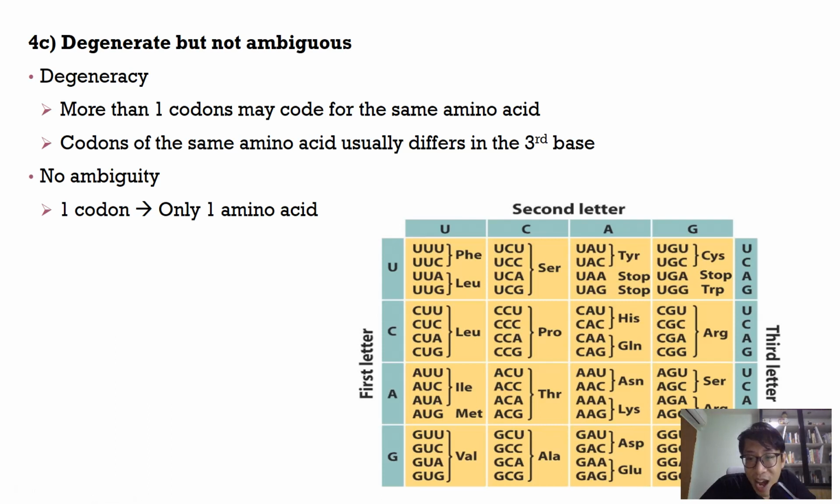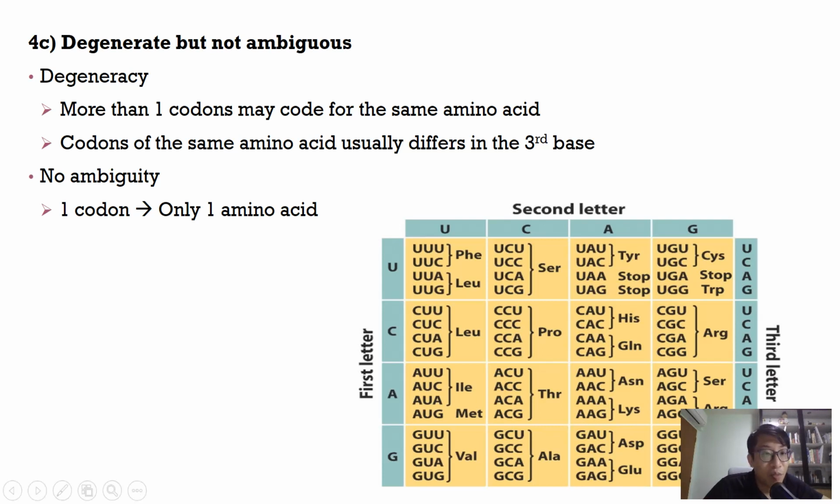Another exception would be serine, 4 here and 2 here. So I think these are the 2 exceptions. Other than that, all the other amino acids, if they have multiple codons, the codons only differ in the third base. Okay, so that's the degeneracy: more than one codon codes for the same amino acid. But it is not ambiguous, meaning each codon will only code for one amino acid.